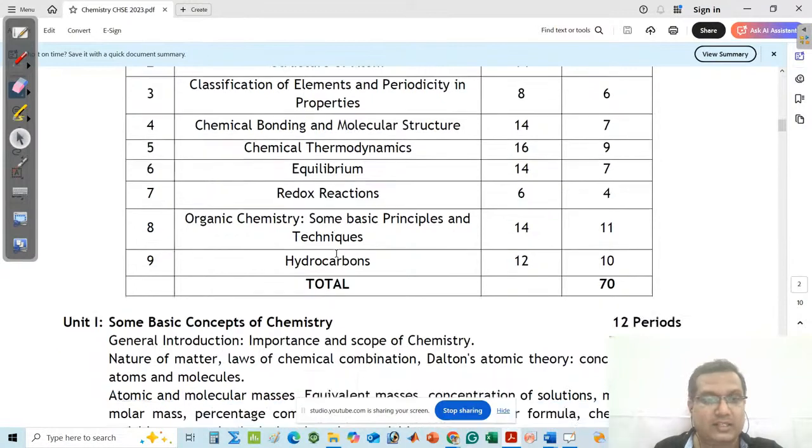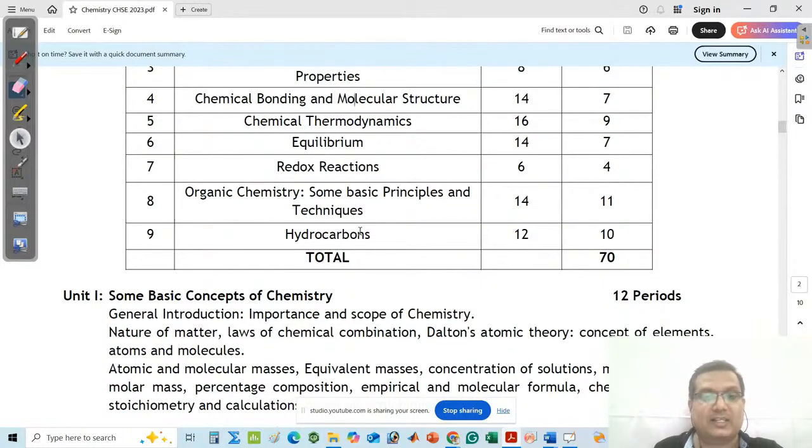Redox reactions. It carries 4 marks. Organic chemistry: some basic principles and techniques. It carries 11 marks. Hydrocarbons. It carries 10 marks.